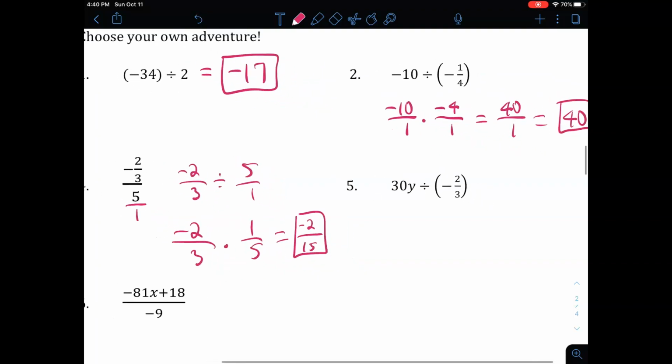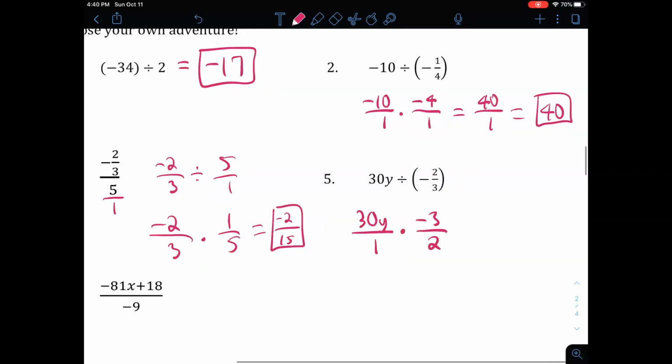All right, number 5, 30y divided by negative 2/3. So I'm going to write 30y over 1, and I'm going to keep, change, and flip. Negative 3 over 2. Now, when we are multiplying fractions, we can also do some canceling. I don't know if it's called the butterfly method, someone mentioned, but you can reduce or cancel vertically, up and down, or you can reduce or cancel diagonally, like this. Okay? And so, can we reduce vertically 30 and 1? No. 3 and 2, is there a number that goes into 3 and 2 nicely? No, those are both prime numbers.